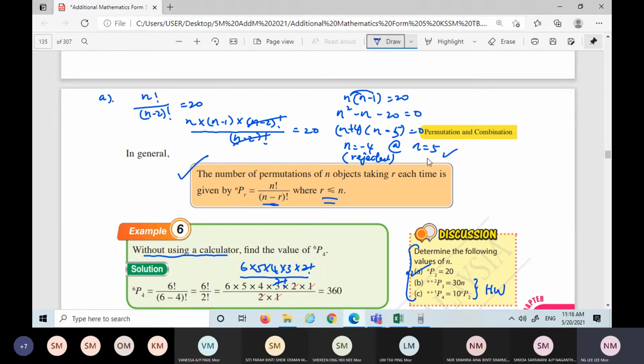So B and C, I leave it to you. Not easy. You remind me tomorrow. We have a class, right? So you remind me to discuss B and C. I want to know your answer. I don't know whether the full solution they got answer or not. I don't think the back got answer. So we will discuss B and C tomorrow.